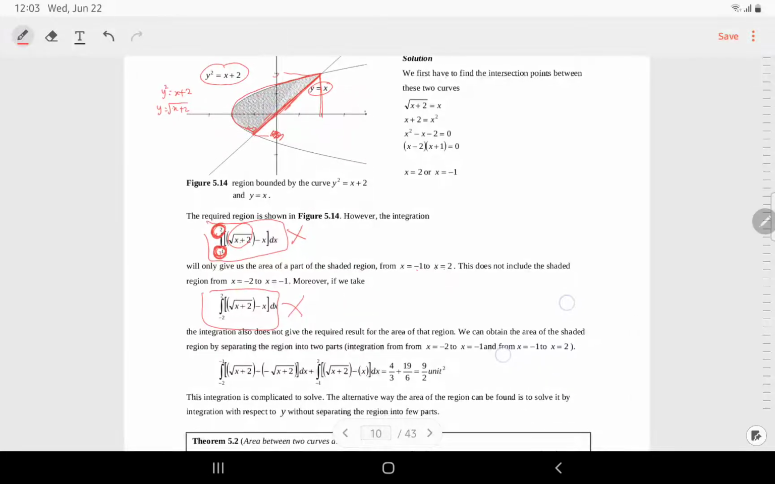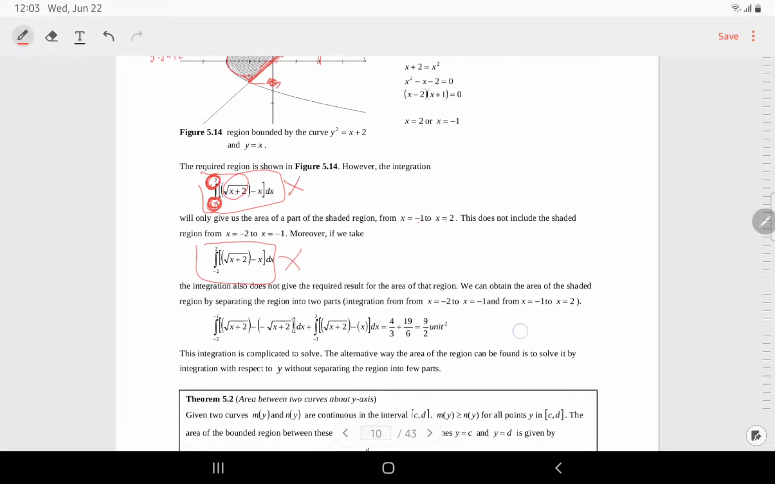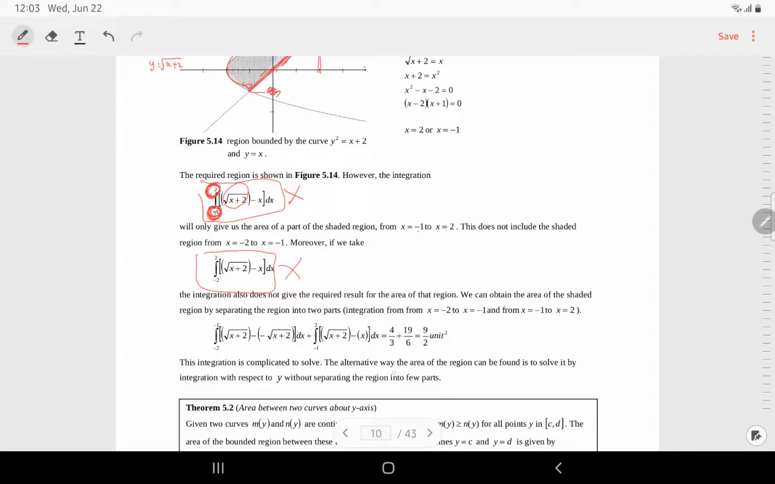Okay, dia kata this integration is complicated to solve. Sebab kalau kita setkan yang function atas tolak bawah tadi, from negative 1 hingga 2, kita hanya ambil sebahagian shaded region saja, bukannya sepenuhnya. So tak dapat nak cari area sepenuhnya yang shaded region. So an alternative way the area of this region can be found is to solve it by the integration of dy.